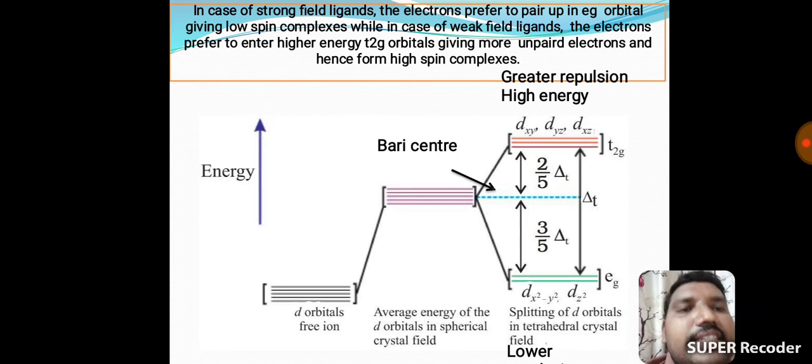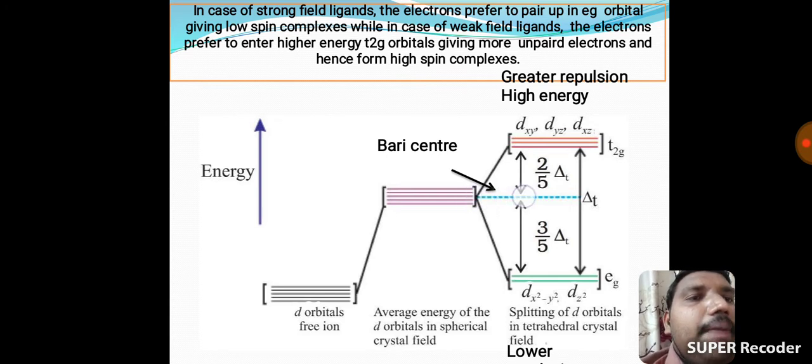Energy is in increasing order. The d orbital has 5 degenerate orbitals. These orbitals are splitting into 2 sets, the T2 set and the E set. T2 is excited because of the greater repulsion, higher energy. E has lower repulsion, lower energy. Here, the middle one is the barycenter. In between these two, the T2 to E distance is del T. That is the tetrahedral crystal field stabilization energy.